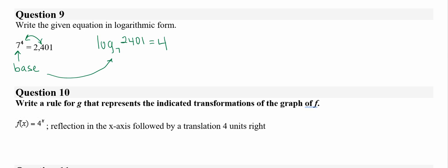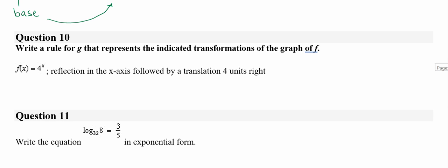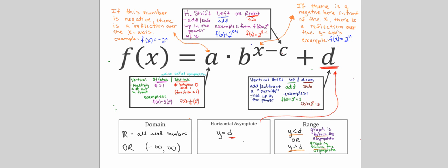Okay, this next one says to write a rule for G that represents the indicated transformations. Transformations is the important part there. It's called G just because I'm going to write it out as G of X. All right, G of X is a transformation of that. So that's my original. And I have to make 2 changes to it. I have to do a reflection in the x-axis, and then I'm also going to do a 4 units right change. So this is where this transformation sheet comes in handy right here.